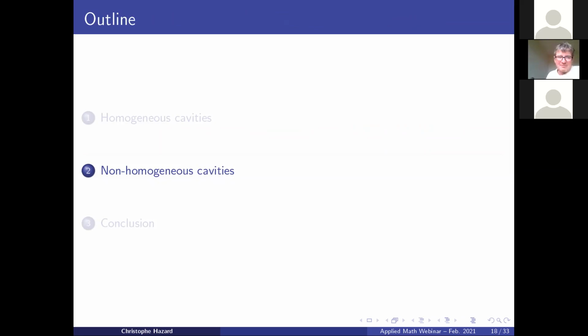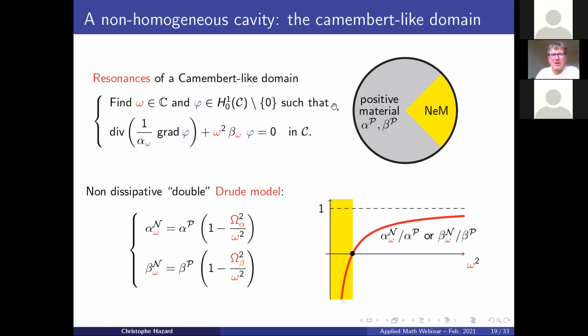homogeneous cavities, and let's go now to the case of non-homogeneous cavities. I'm going to work with a very famous French cavity, which is the Camembert cavity. Here you can imagine the famous cheese in France. You imagine that I have a portion of Camembert here, which is my negative material. And I'm going to see what the resonances of such a cavity are.